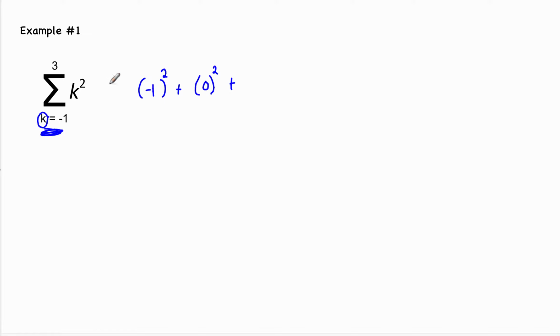After 0 comes the number 1. I'm going to put 1 in. I'm going to square it. I'm going to put 2 in. I'm going to square it. See, I'm just counting. And where am I going to end? Well, they told me to end at the number 3. So I'm going to put a 3 in, and I'm going to square it.